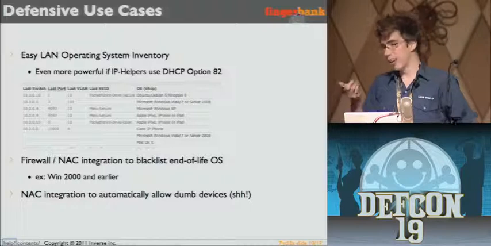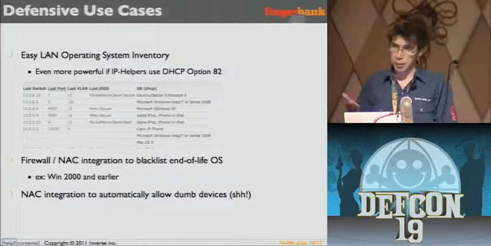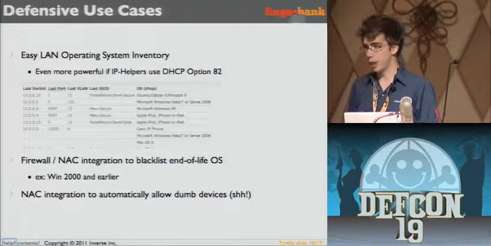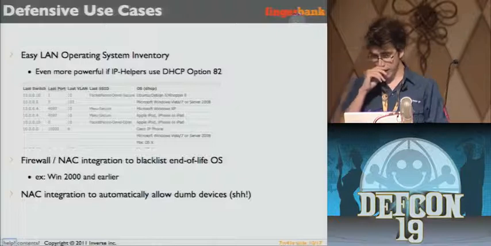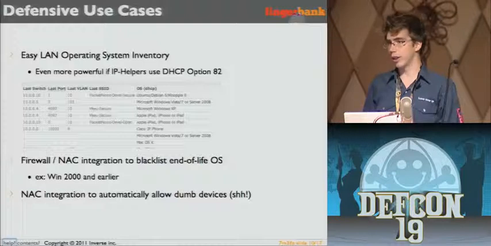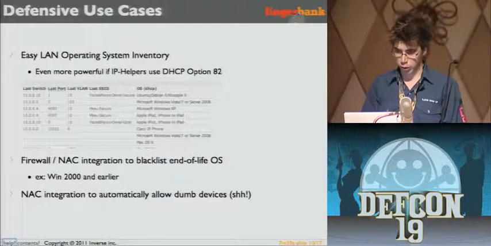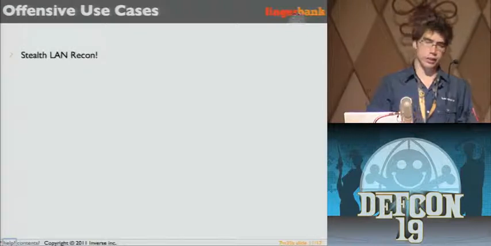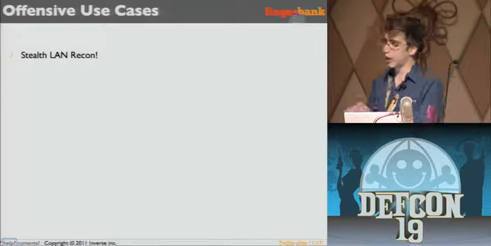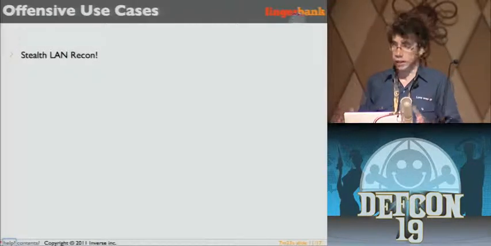So if you are a pen tester, then definitely add in your toolkit, I would say, spoofing your DHCP option 55 list, because it can make the network part of the infrastructure behave differently based on what you are. So offensive use cases, obviously stealth LAN recon. You can sit there, hook a device, and then just sniff the traffic and see what's there.